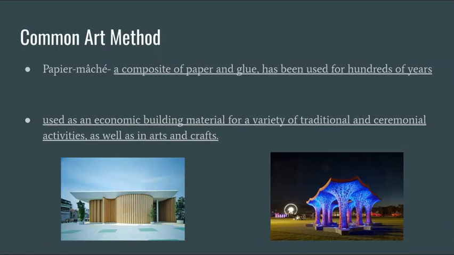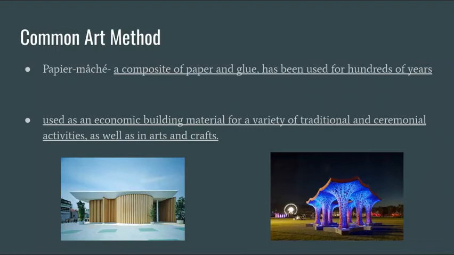On the left, this is actually a picture of a building in, I think it's either Japan or China, that is made strictly from paper and paper mache. And on the right, this is a structure that is seating at Coachella in 2015 that is made from paper mache. So it's the composite of just paper, glue.